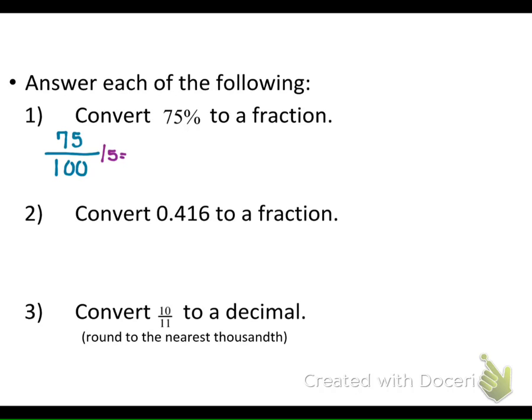All right, 75 and 100. 75 divided by 5 is? 15. And 100 divided by 5 is? 20. Can 15 over 20 be reduced? Yes. What are they both divisible by? 5. Okay, 15 divided by 5 is? 3. And then 20 divided by 5 is? 4. Is this in simplest form? Yes. So I'm going to box it.